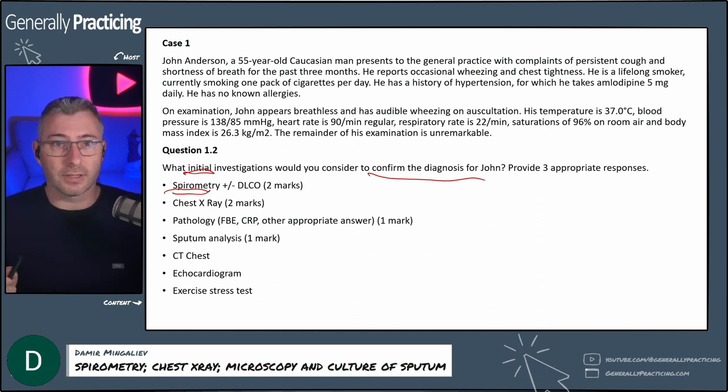You have put down the sputum analysis, fantastic, very appropriate. They would also accept something like pathology. And I think you would need to have some kind of sensible answer and some kind of rationale as to why you'd be ordering that specific one, but it certainly would be considered.